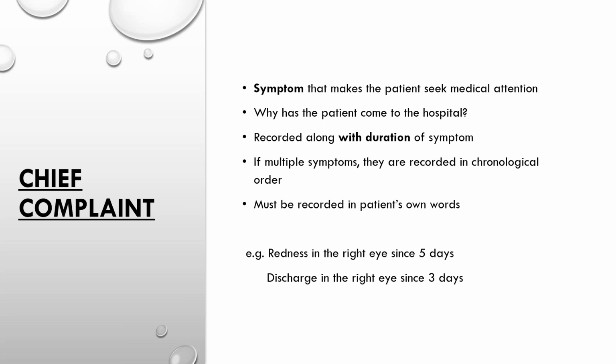And in case there are multiple chief complaints, you have to record them in a chronological order. So starting from the complaint that started first, then you record the next presenting complaint. It has to be in order of the duration since when it is presenting. So for example, you just had redness. So you're only required to record redness in the right eye since 5 days. But if the patient says, I have redness and I have discharge, you have to figure out which is the one that presented earlier, right? So you'll be like, okay, fine, the patient now has redness in the right eye since 5 days, along with discharge in the right eye since 3 days. So that completes your chief complaint.